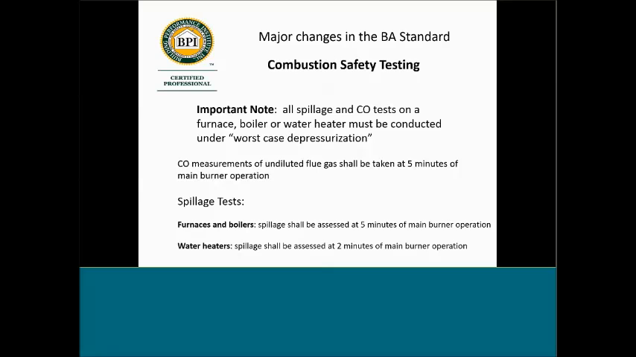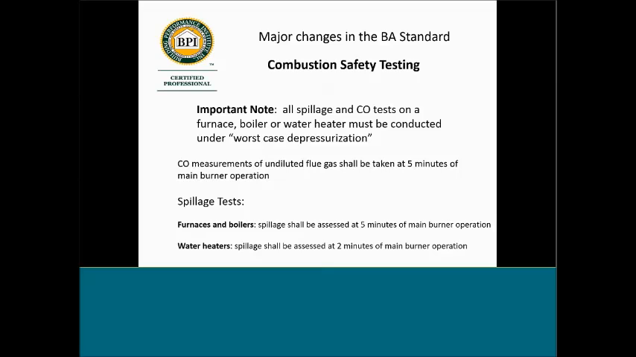Important note, all spillage and CO tests on a furnace, boiler, and water heater must be conducted under worst-case depressurization. So you have to get the building into worst case first and make sure you've got that documented, and then do your CO measurement and your spillage. CO measurements of undiluted flue gases shall be taken at the 5-minute operation. So after 5 minutes, you will be testing for CO.